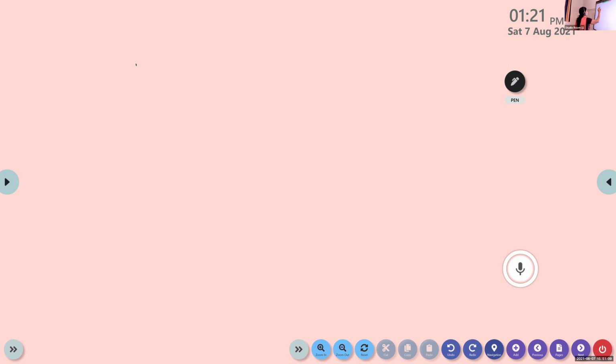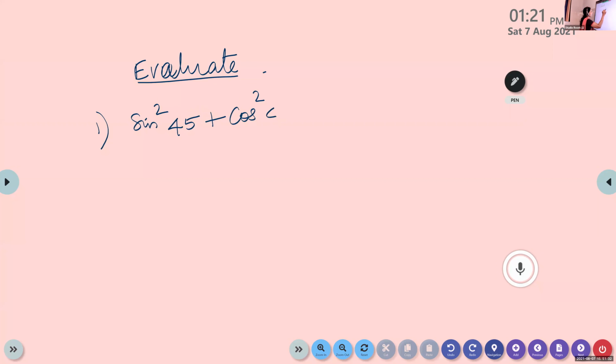Evaluate the following. First one: sine square 45 plus cos square 45 by sine square 60. Sine square 45 plus cos square 45 by sine square 60. How to do this?